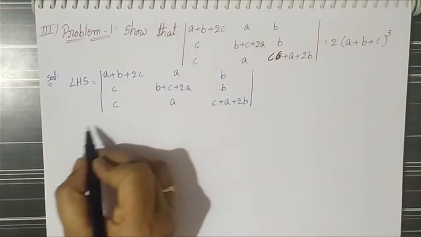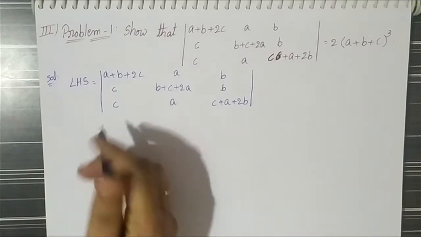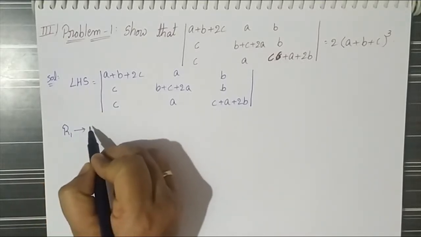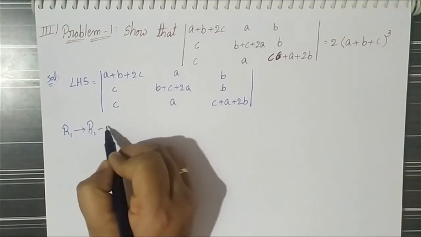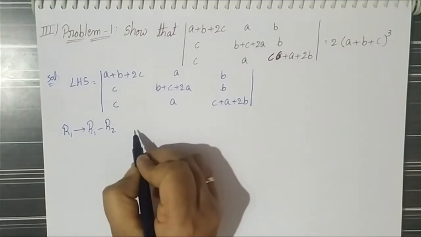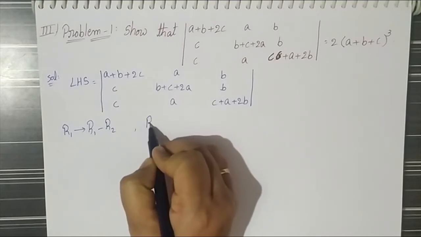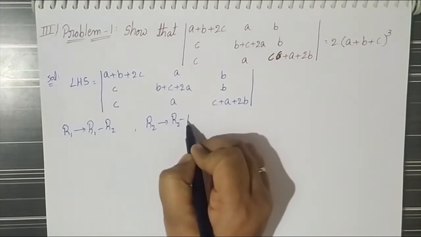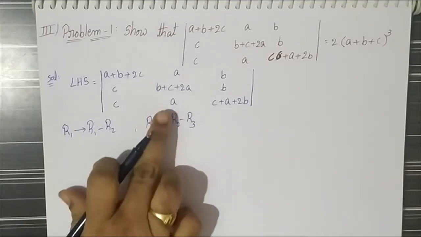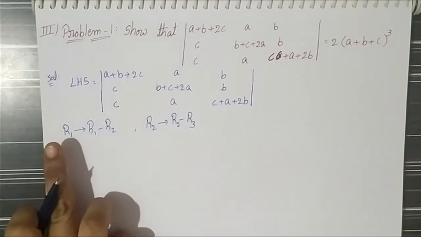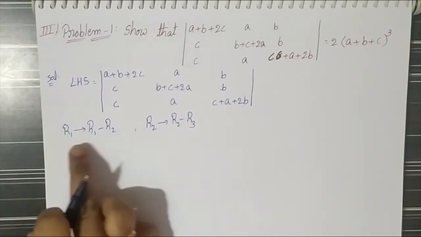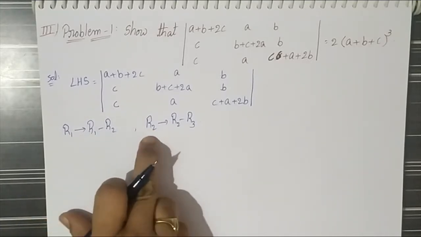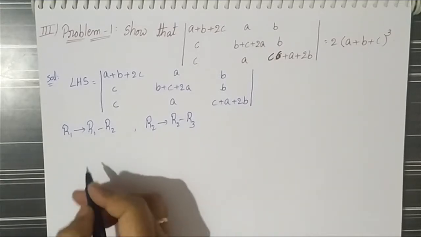Then here we apply some operations. The first operation is R1 goes to R1 minus R2, and similarly the second operation is R2 goes to R2 minus R3. Here we apply two operations, on the first row and the second row: the first is R1 minus R2, the second is R2 minus R3.